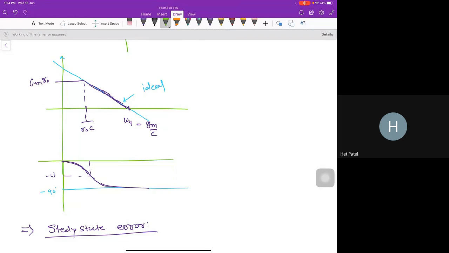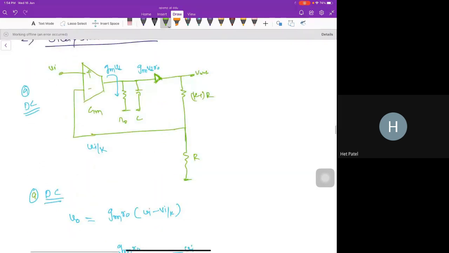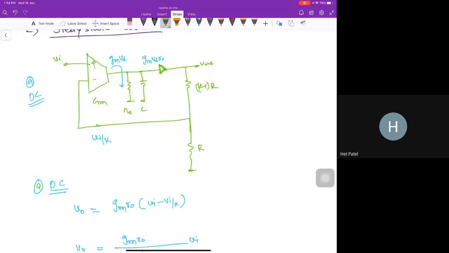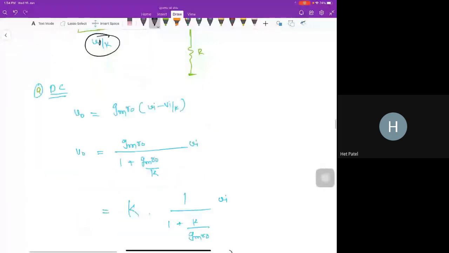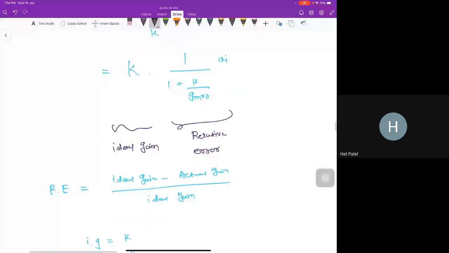So what will this R0 do? From this circuit we come to know that it will give a finite DC gain. If you see this circuit at DC, the capacitor will get open, and the current GM into VD flows through this resistance R0. So the voltage at this node will be GM VD times R0, and my V output will be GM VD times R0. A fraction of that output voltage, VO, comes to the input, and if you solve this equation you will get this thing.